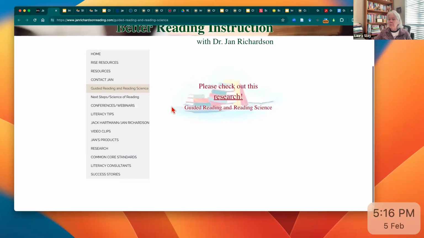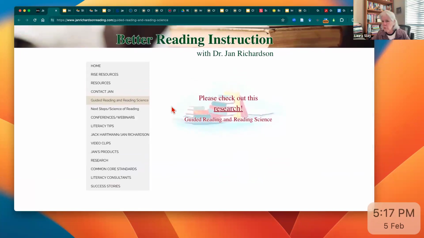I wanted to see, because I knew that her work was done under the balanced reading lens. I wanted to see what she has to say about structured reading. So notice she has a whole section on this website on guided reading and reading science. And it says to look at the research. I will tell you, people who say that balanced reading literacy is not focused on, there's no research to support it, I would argue that that's not true. There is a lot of research on different elements of balanced literacy and guided reading.